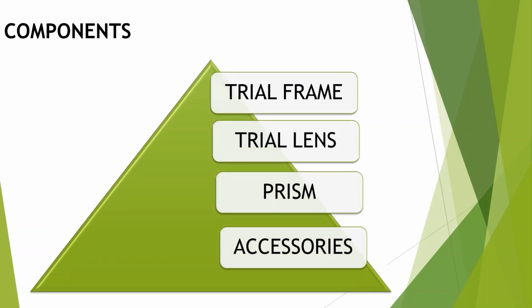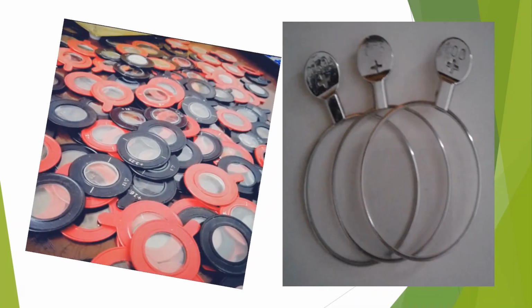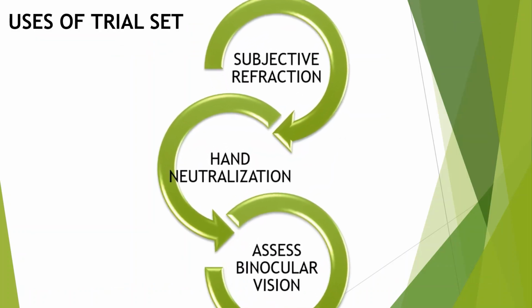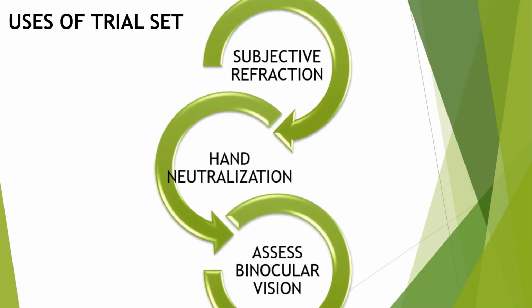Components present in trial case are trial frame, trial lens, prisms and accessories. According to different usage, there are different lens sets available. Moving on to the uses of trial set. It is used for subjective refraction, hand neutralization of lenses, and also it helps us to assess binocular vision.